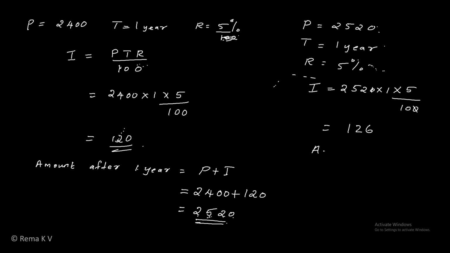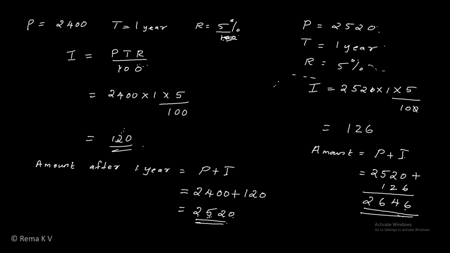Now the amount is P plus I. This P plus I, principal amount is 2520 plus 126 is the interest, and the amount is 2646. Amount is 2646.